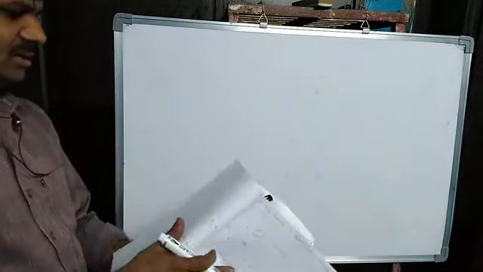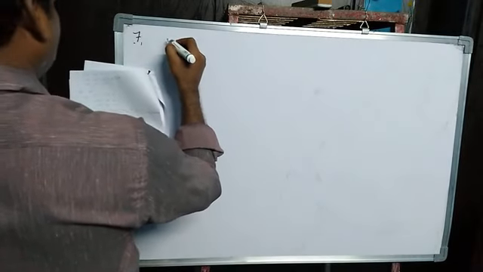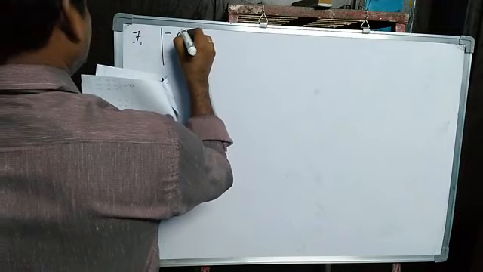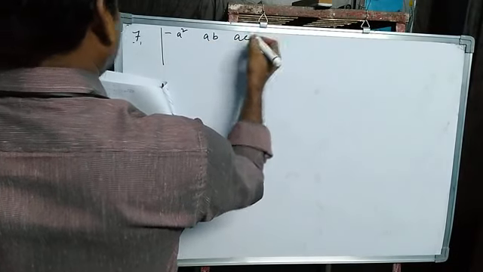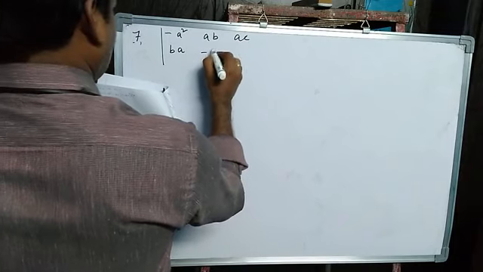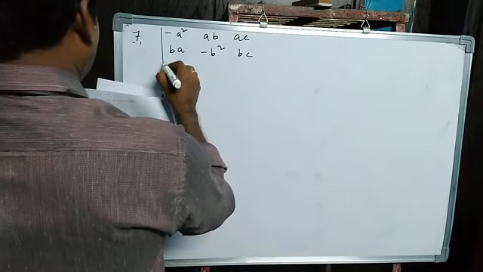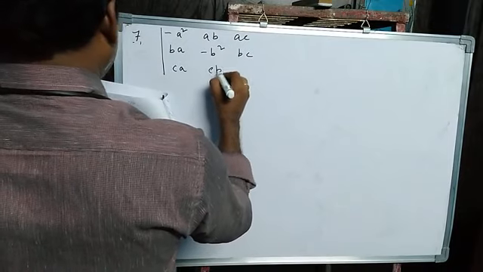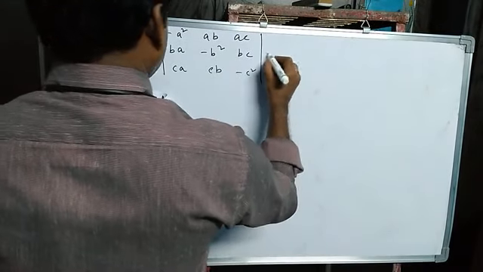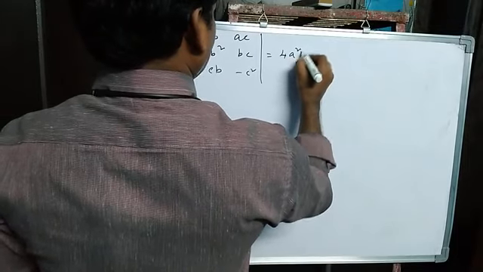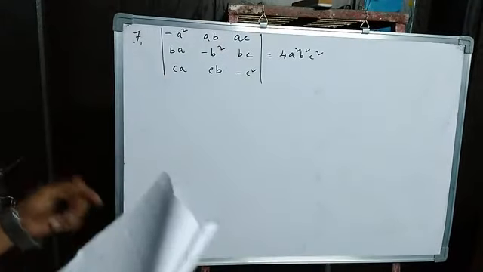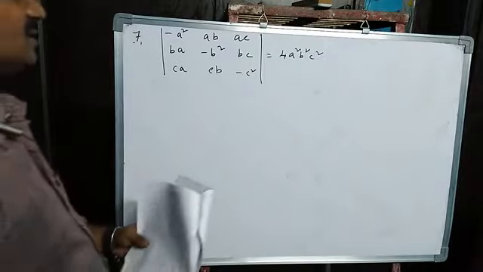Next, question number 7. Here what is given? The determinant of minus A square, AB, AC; next BA, minus B square, BC; next CA, CB, minus C square is equal to 4 into A square B square C square. What he is asking, understand carefully.